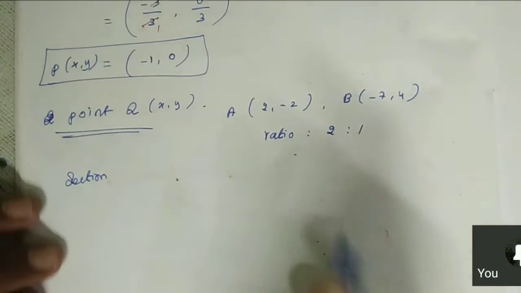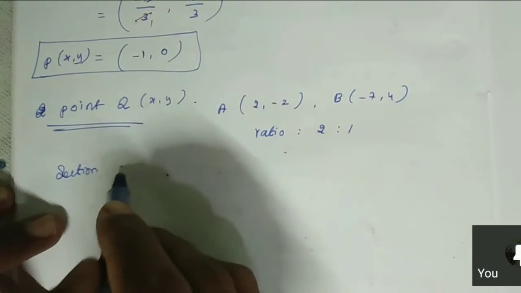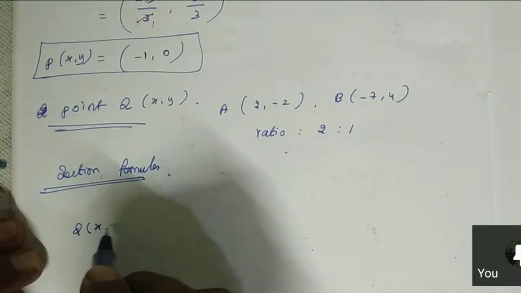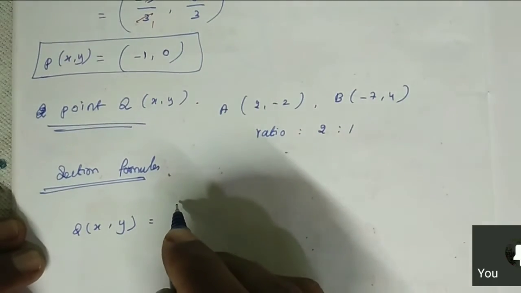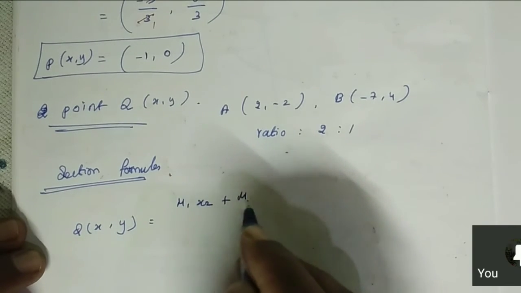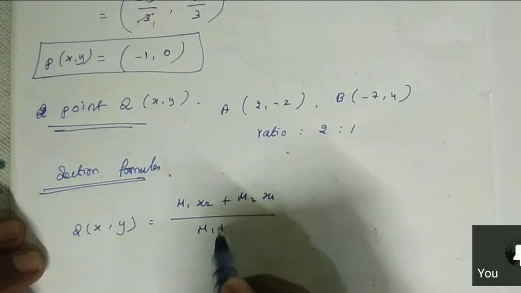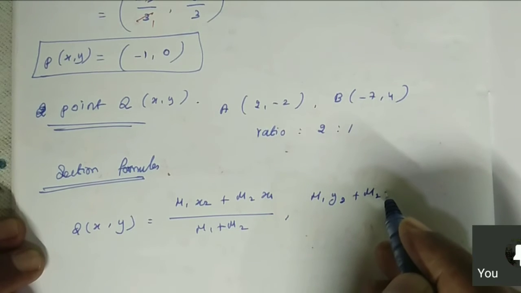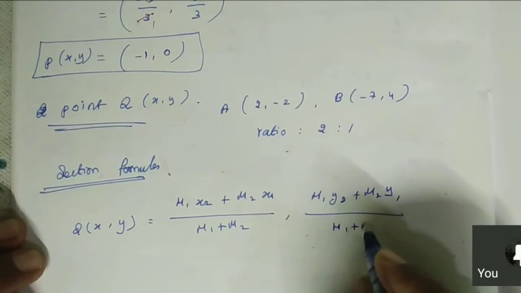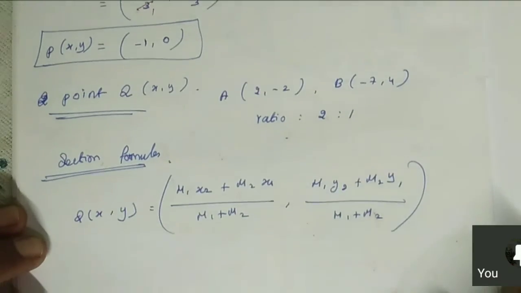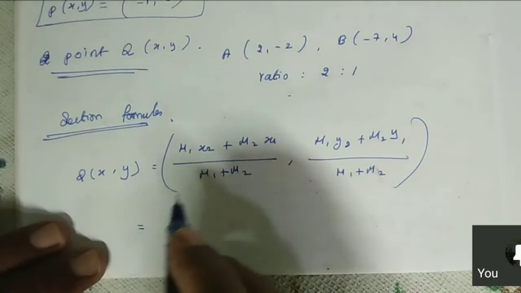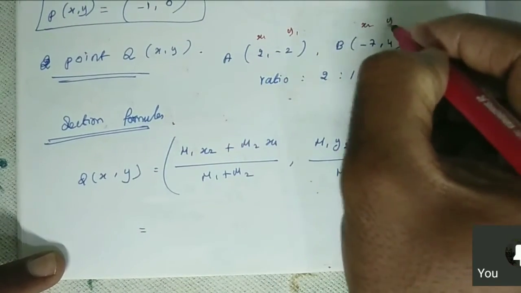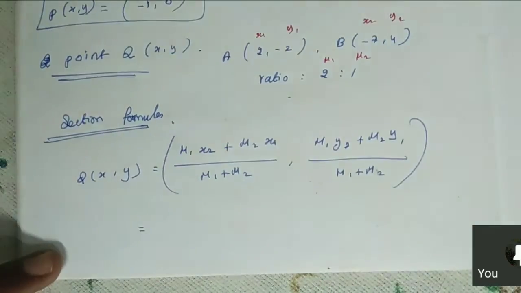Clear? Okay, so the section formula. What is it? Q of (x, y) is equal to (m1 x2 + m2 x1) / (m1 + m2), comma, (m1 y2 + m2 y1) / (m1 + m2). So this is the formula. Now the m1 values we just write here, nearby x1, y1, x2, y2, m1, m2.